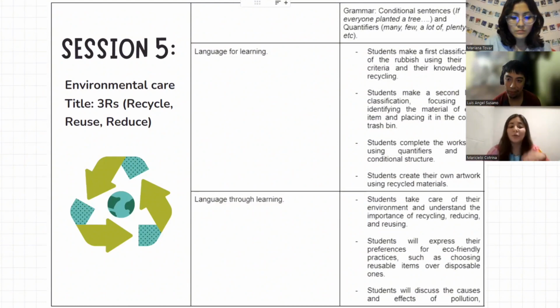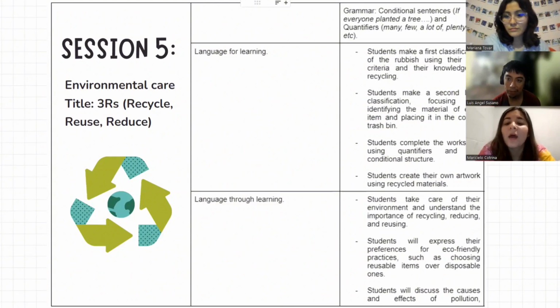And then we have another activity where the students are going to make the second blind classification. They're going to focus on identifying the material of each item and placing it in the correct trash bin. The teacher is going to interfere now in the answers of the students. Then the students are going to complete a worksheet. They are going to use quantifiers and the conditional structure. Then we are going to show you our worksheet.